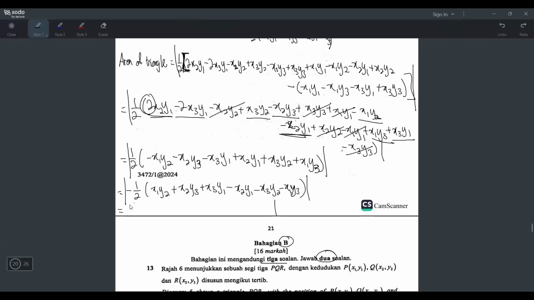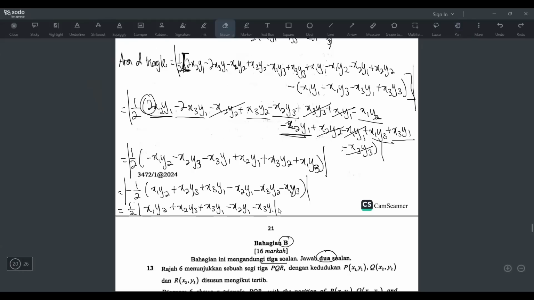So this 1/2 actually you can take out like this, okay? And then you're just left with the modulus. It means now the 1/2 is outside the modulus, and then the rest you just copy and paste. Just write the same: x1 y2 plus x2 y3 plus x3 y1 minus x2 y1 minus x3 y2, and then the last one is minus x2 y3. Let me write nicely. Okay, x3 y2 minus x1 y3. Okay, and then close the modulus.